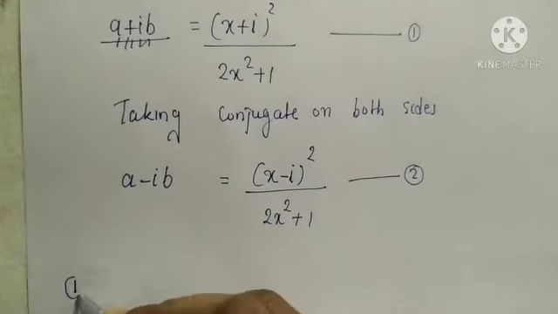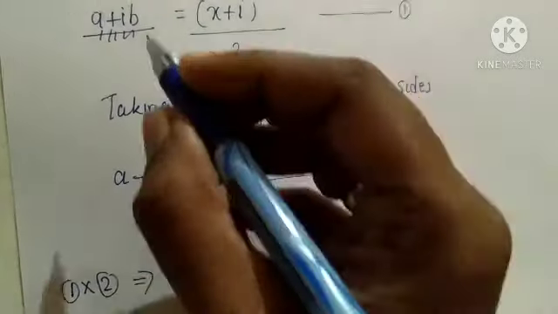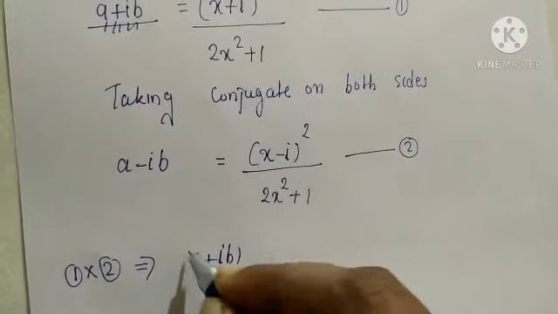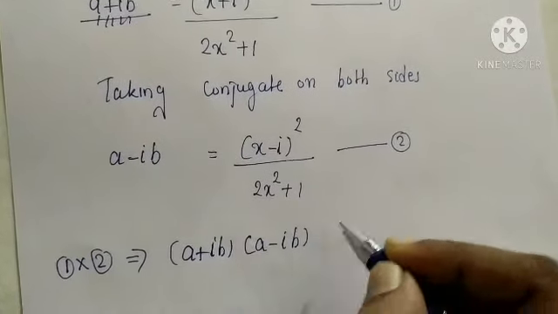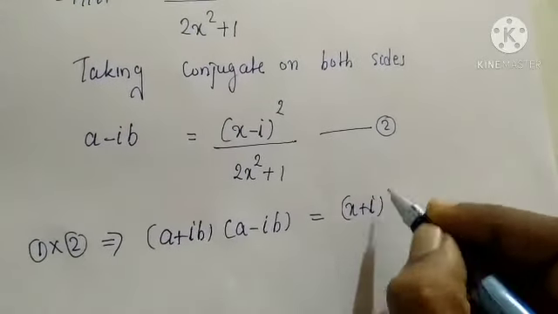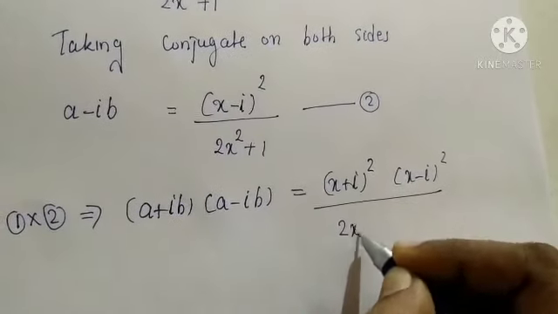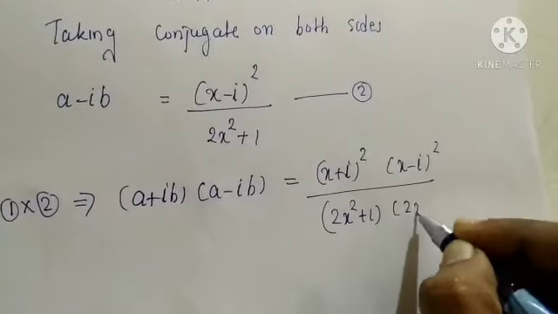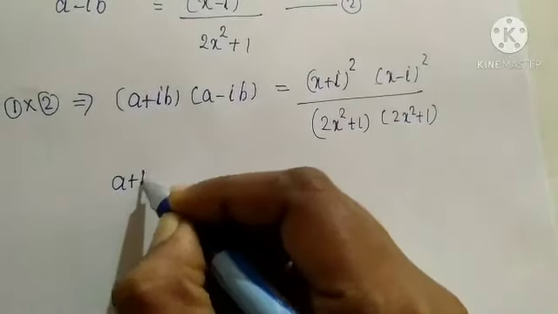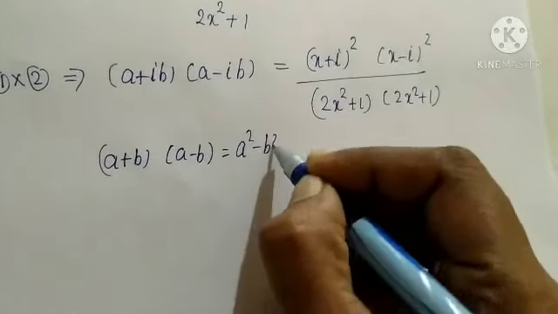Okay, next I am going to multiply 1 into 2, so the LHS will be equal to a plus ib into a minus ib. On the RHS, it is equal to x plus i all square into x minus i all square divided by 2x square plus 1 into 2x square plus 1. Okay, and this is in the form of a plus b into a minus b, and the answer will be a square minus b square, right?